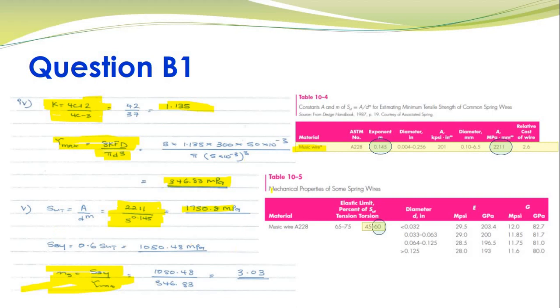And again what we do is refer to table 10-5, looking for music wire. So here your elastic limits, percentage of Sut. This column is for tension and this column is for your torsion. So we always look at the torsional yield strength, and we have a range that is given to us.